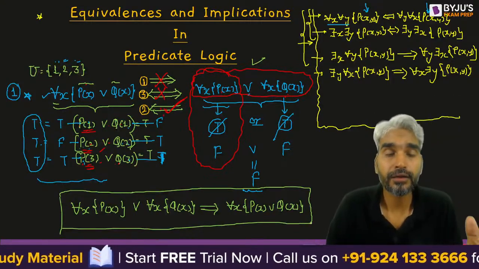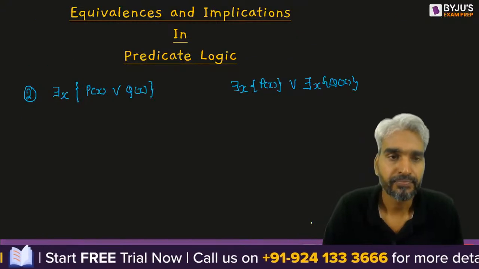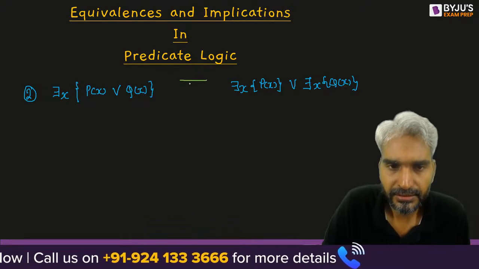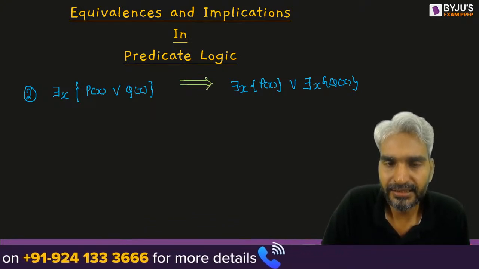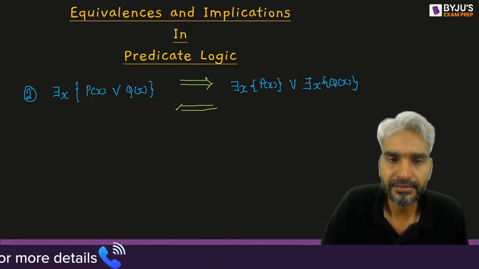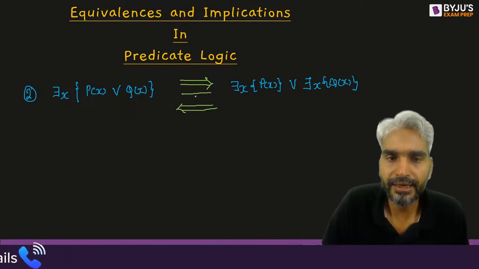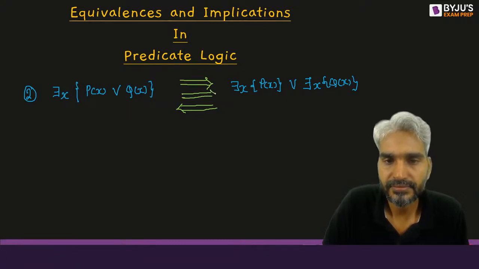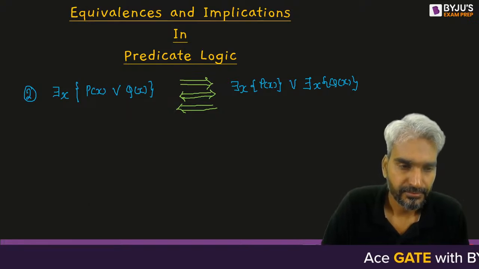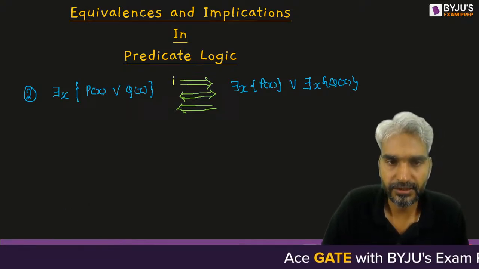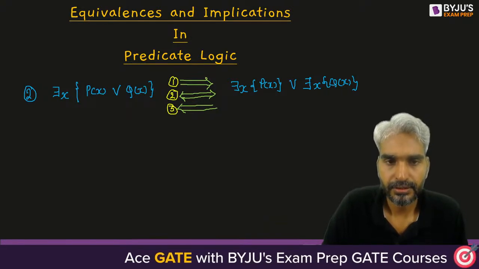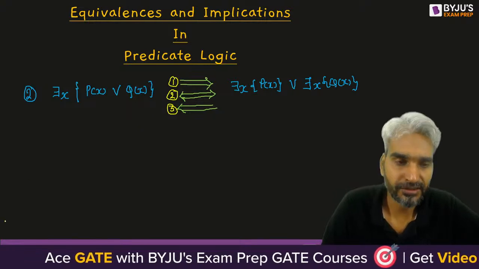Let's check for existential quantifier. Now, again, three things. Just check whether LHS logically implies RHS or RHS logically implies LHS or they are equivalent. Clear? So, again, three things need to be checked. Let's see, this is first one, second one, third one. So, let's check for the first one.